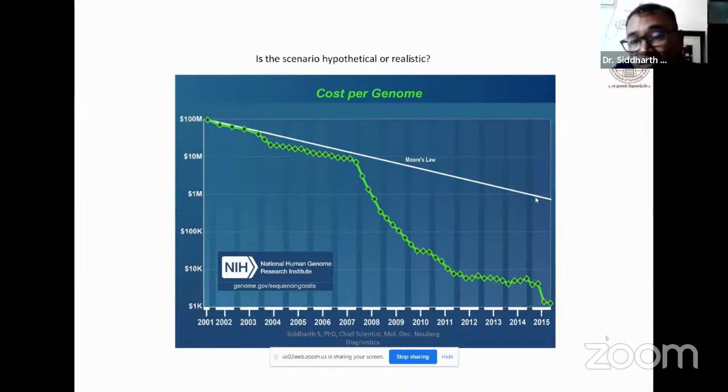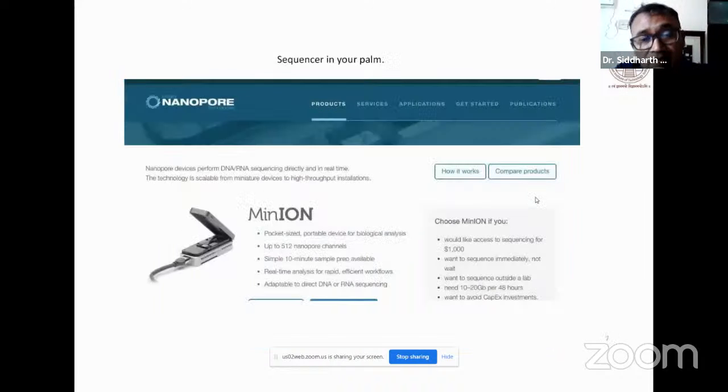So this is why the scenario is very hopeful when we talk about precision medicine or precision oncology, or genomic medicine, that this is going to happen and it's not going to take too much time. Actually, we are also practicing precision oncology in the clinic, and I'll give you an example of that.